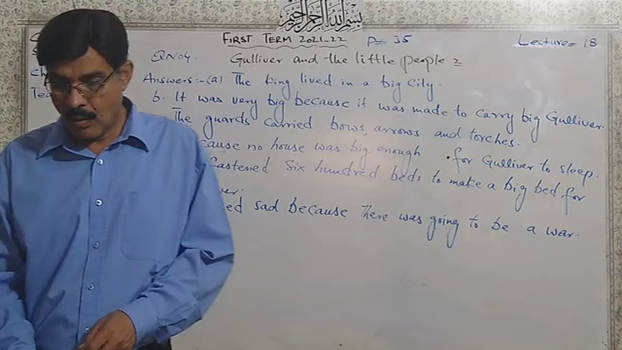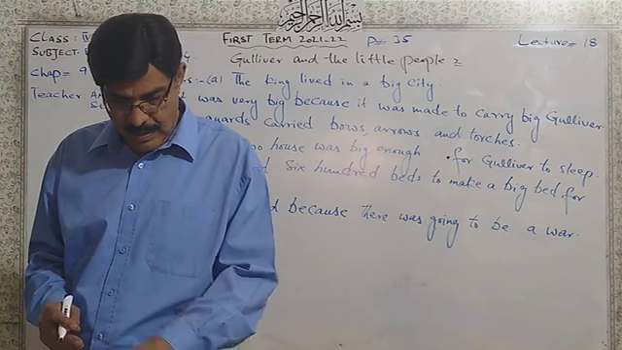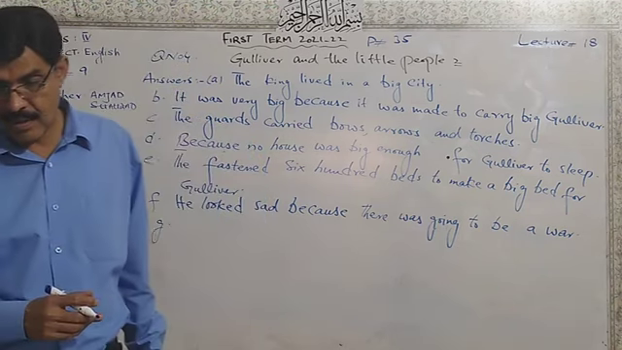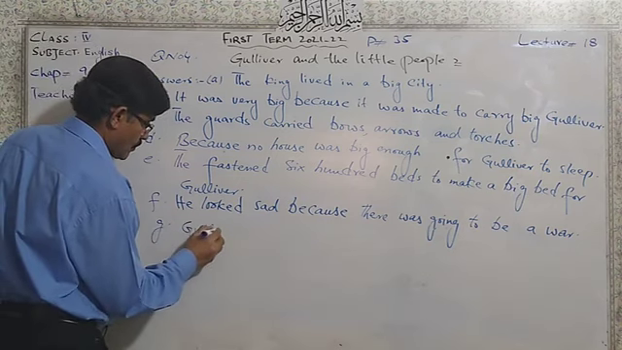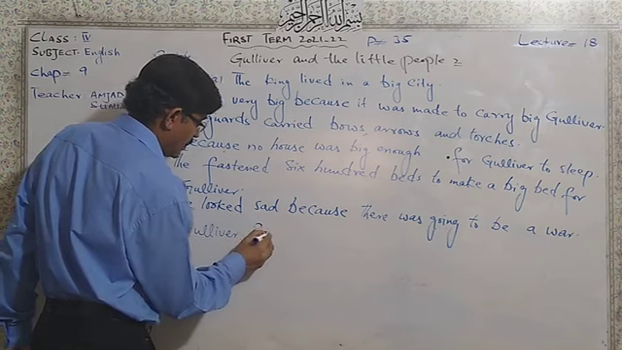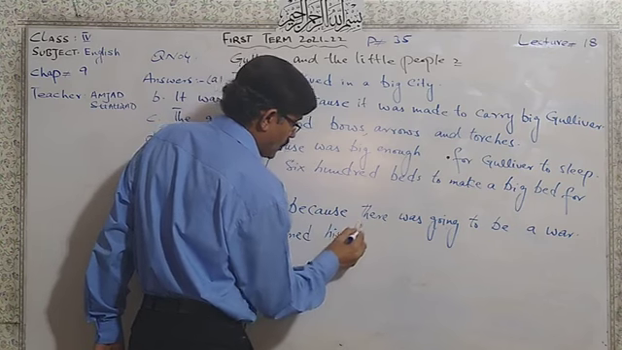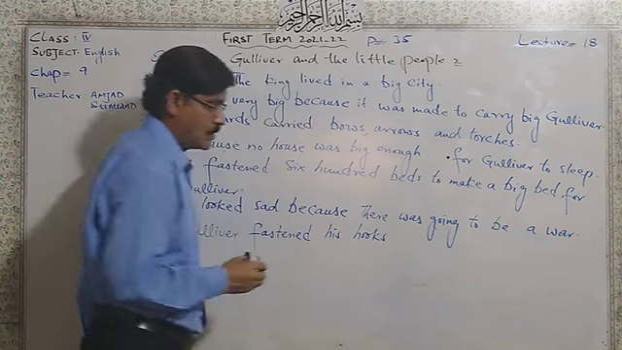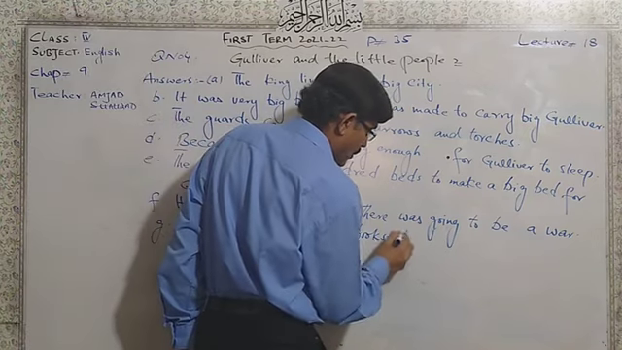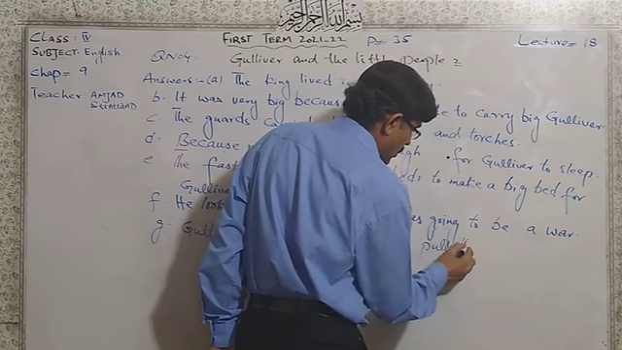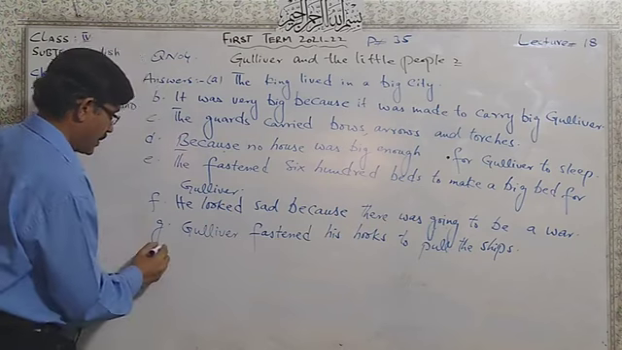Next one, H. Why did Gulliver fasten his hooks to the enemy ships? Gulliver fastens his hooks to pull the ships. To pull the ships.